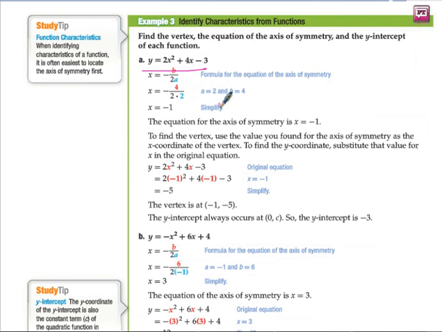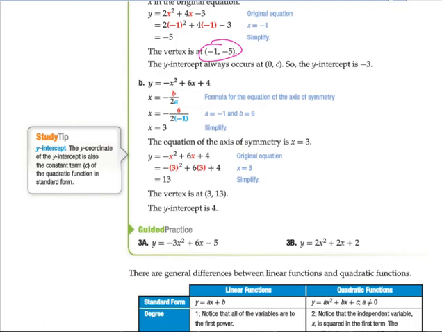The axis of symmetry is found by using this: x equals the opposite of b over 2a. So I take the opposite of b and put it over 2 times a, and that equals x. Well, that's the axis of symmetry. I can take that, plug it in, and then I get the y value for the vertex. So now the vertex is negative 1, same as that, negative 1. And I plug the negative 1 in, I simplify, and I get negative 5. And then the y-intercept is at c, which is just this right here. Okay, easy enough.